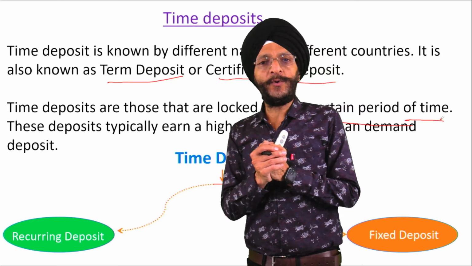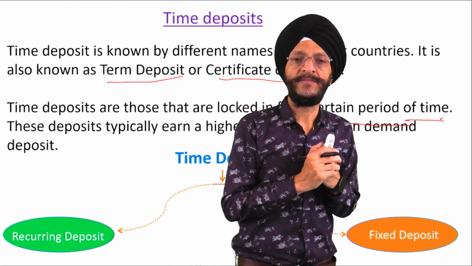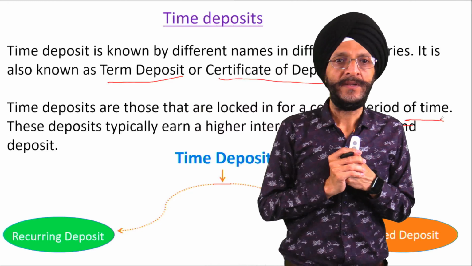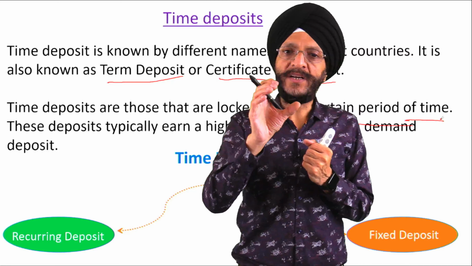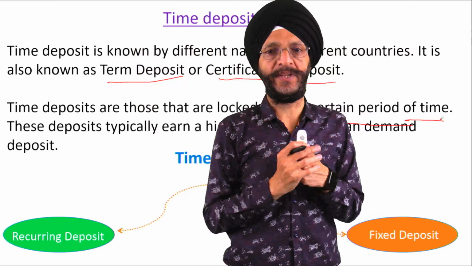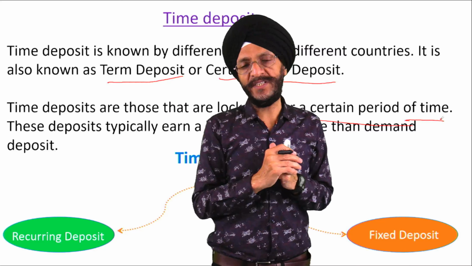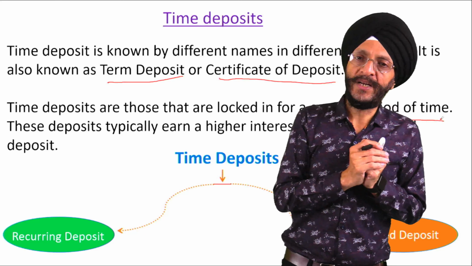In the case of demand deposits, we were in a position to withdraw our money at any time without notice or with a minimal notice to the bank. But in the case of time deposits, we park our funds with the bank for a specified period, which we opt at the opening of the account. The interest which we earn from the bank on our deposits is somewhat higher as compared to demand deposits.